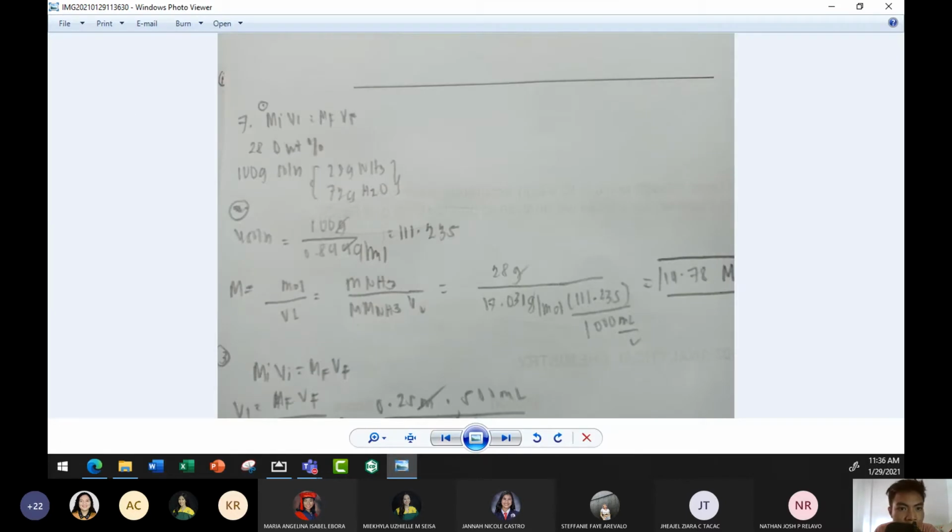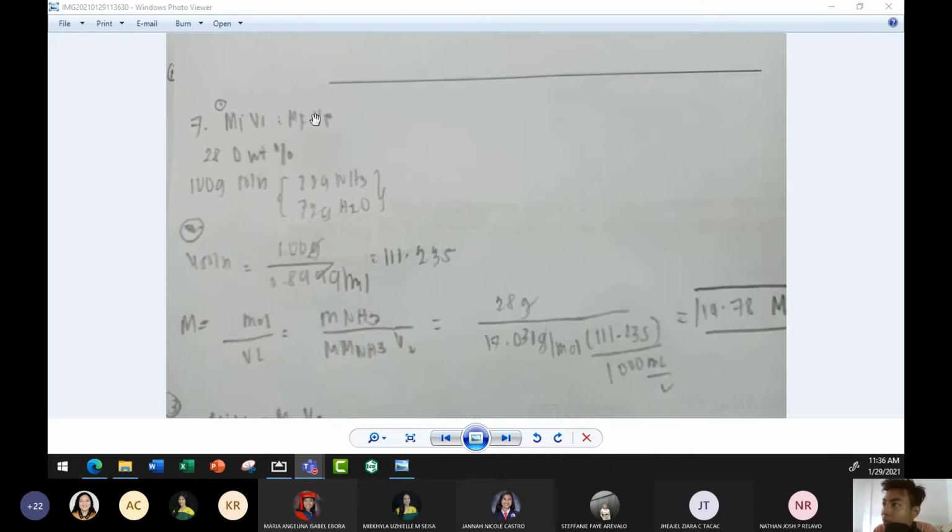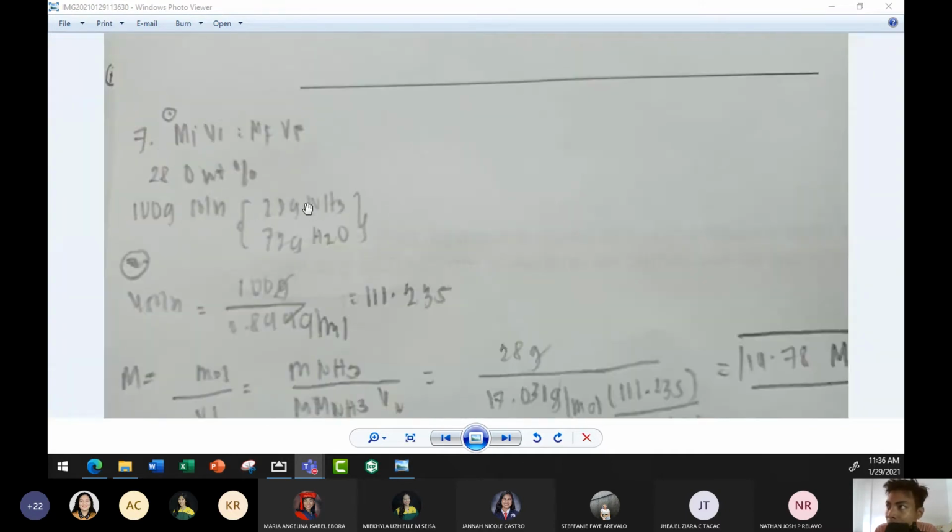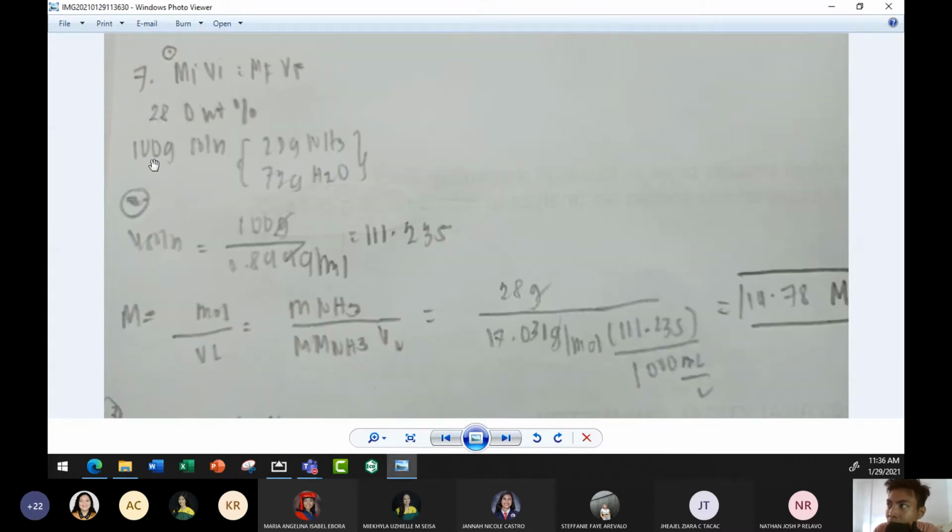Okay, so this is the answer for the conversion of percent by weight to molarity. So we have 28 percent by weight ammonia. That means if you have 100 grams of solution, you have 28 grams of ammonia in it, no? Kinonvert niya yung mass into volume using density, and then we ended up with 111.35 ml. Okay, good.